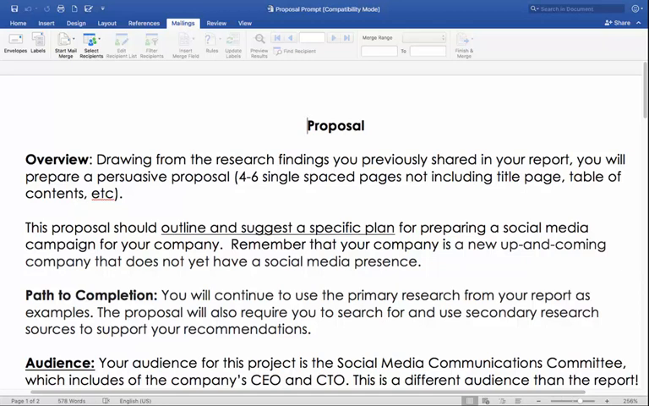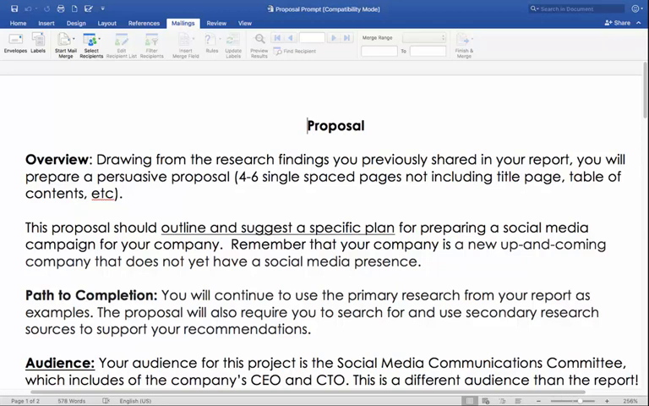in this project. So you're going to be building on the primary research that you did in your report, and you're going to be adding two things to that. You're going to be adding some secondary research, and you're also going to be making your proposal persuasive. So those are the two main differences from the previous project. You've got secondary sources, and this is now persuasive. Another one of the main differences is the audience, but we'll get there in a second.